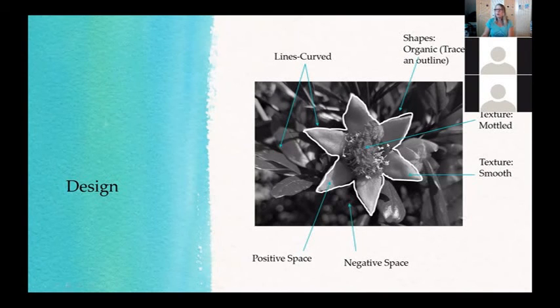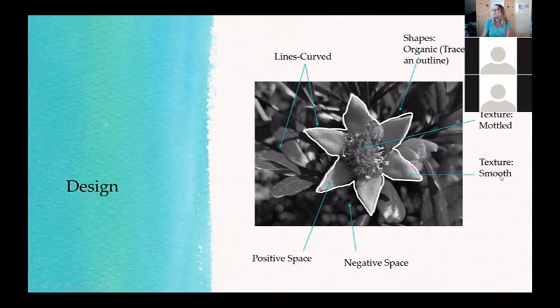So I suggest to trace the element, the focal point, especially if you're going to do any kind of drawing, to get an idea of what is the shape that you're working with, because it might surprise you what the shape actually looks like compared to what your brain tells you it looks like.